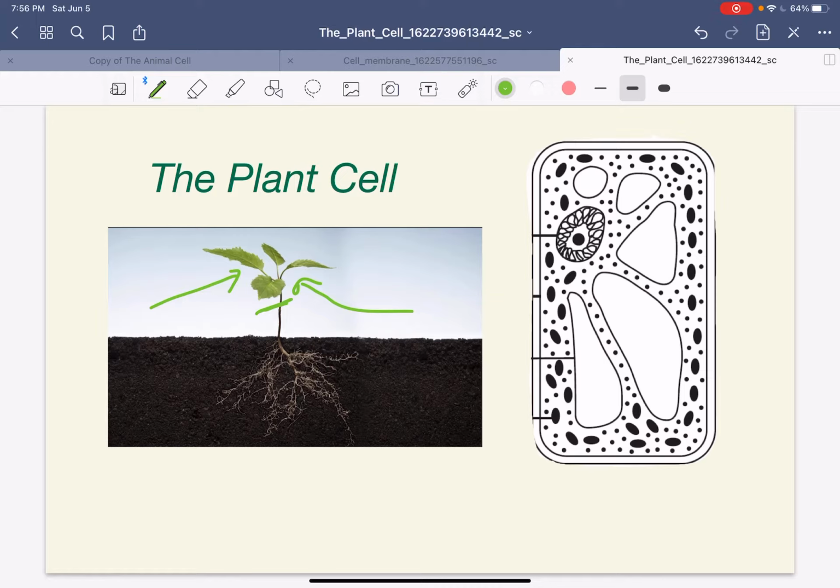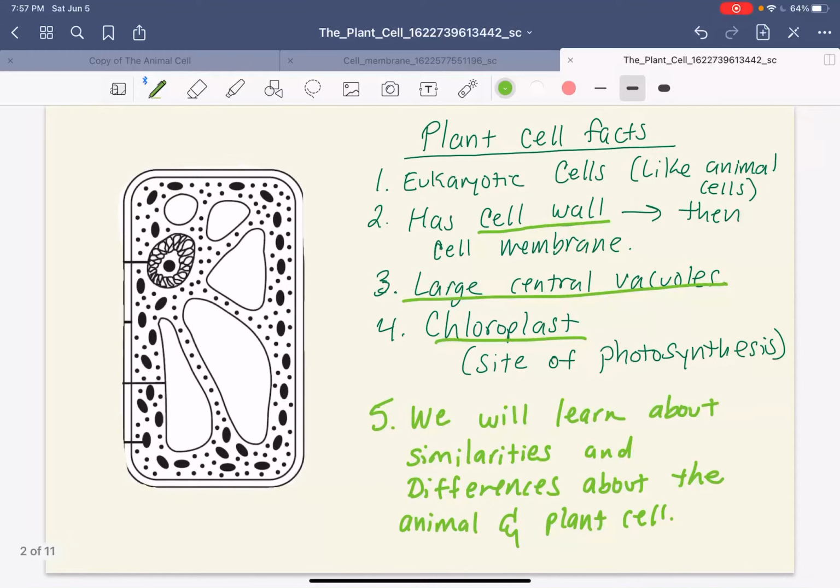In the Regents, plant cells look very much like this drawing. Remember that whenever you see these little lines, it's just because I cropped it out, and this was straight from a Regents question. So this perfectly rectangular cell is a plant cell. Let's quickly talk about some plant cell facts. Plant cells are eukaryotic cells, just like animal cells. So plant cells fall into this category of eukaryotic cells.